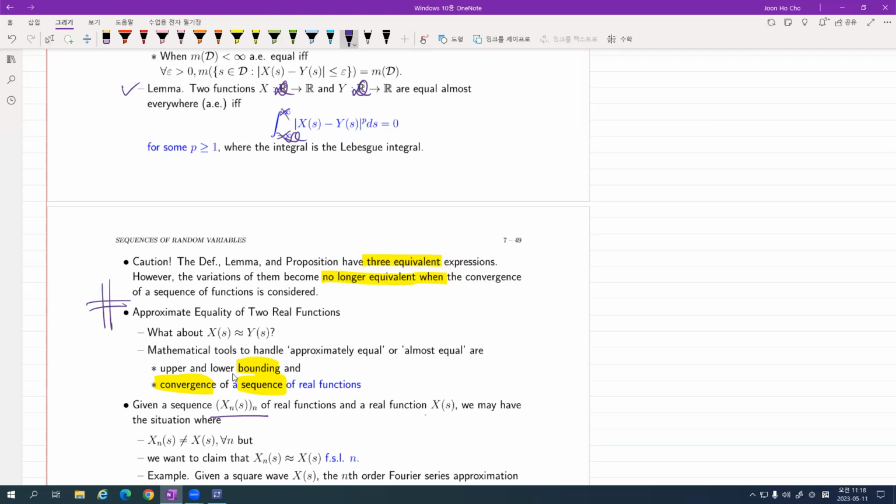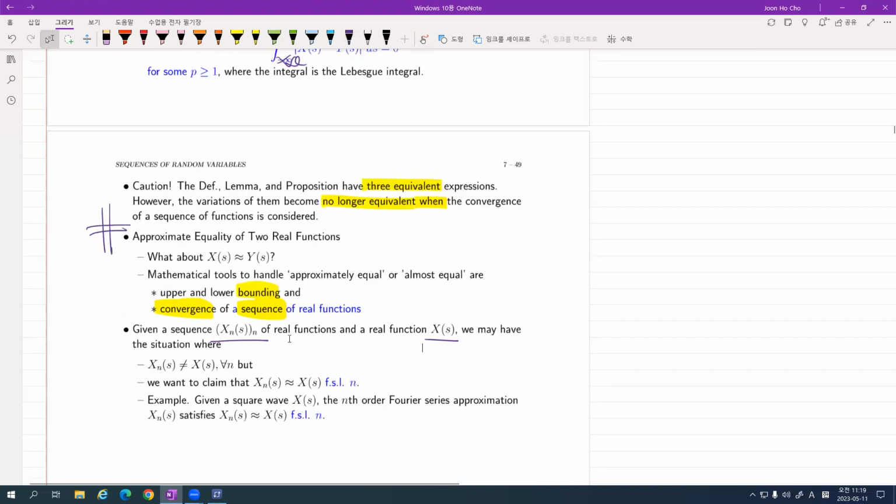So now suppose we have a sequence of functions, and we have a target function x, in this case for simplicity. Let's say x. You can change it to y if you want. Usually when we approximate, the nth entry of the sequence is not the same as x of s, everywhere or almost everywhere. We just want to claim that for sufficiently large n, the nth element of the sequence of functions is very close to our limit or target function. What does that mean and how can we define that?